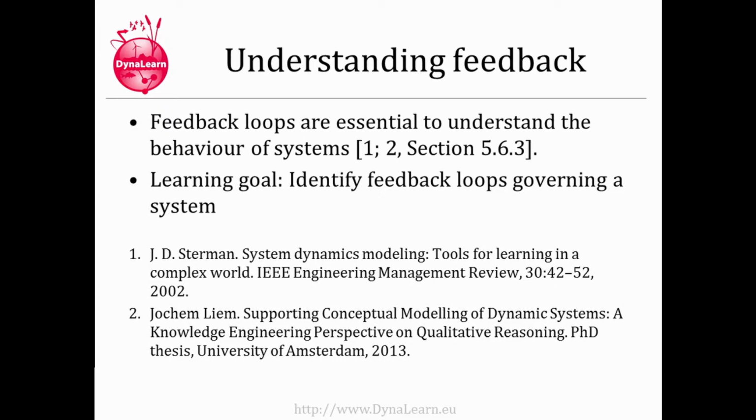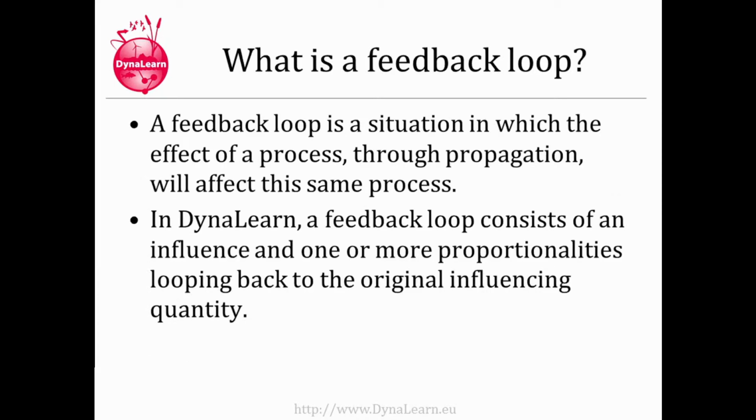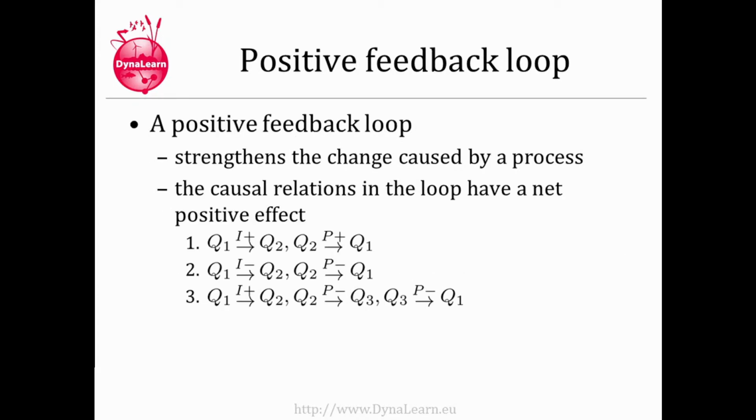So what is a feedback loop? A feedback loop is a situation in which the effect of a process through propagation will affect this same process. In DynaLearn, a feedback loop consists of an influence and one or more proportionalities looping back to the original influencing quantity. So let's start with a positive feedback loop.